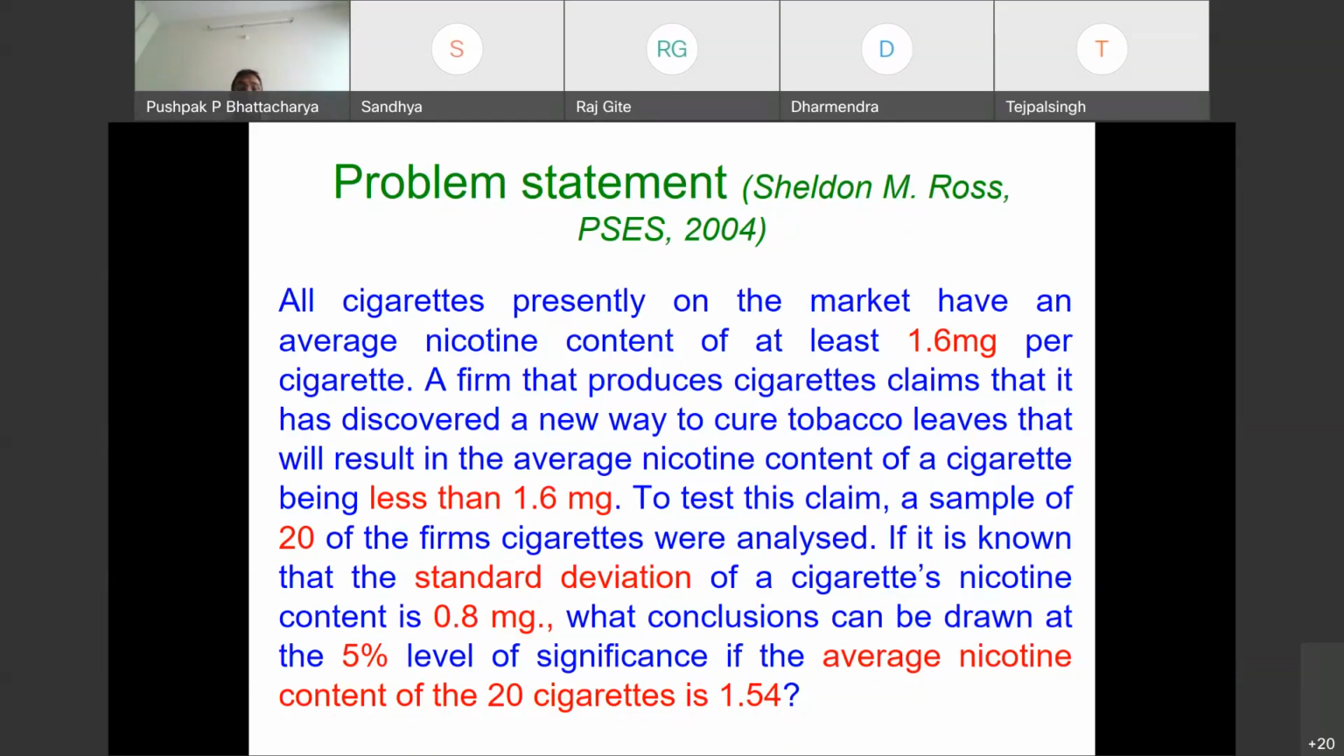If the standard deviation is 0.8 mg for India, it may not be the case for Turkey or Hungary or England or USA. May not be. But suppose somebody has done this experiment and I got this value. Then what conclusions can be drawn at the 5% level of significance if the average nicotine content is 1.54 for these 20 cigarettes?